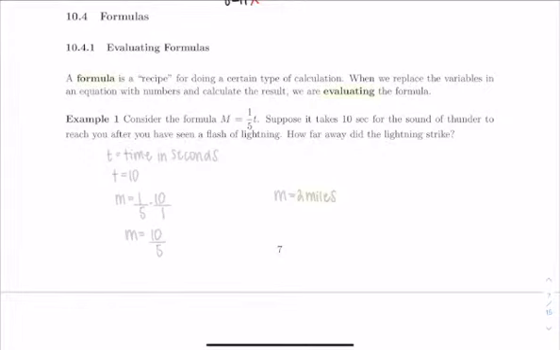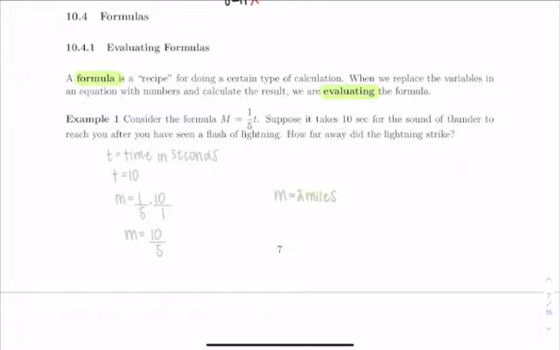In section 10.4, we look at formulas. So a formula is just a recipe for doing a certain type of calculation. When we replace the variables in an equation with numbers and calculate the result, we are evaluating the formula. So let's consider the formula m equals 1/5 t.